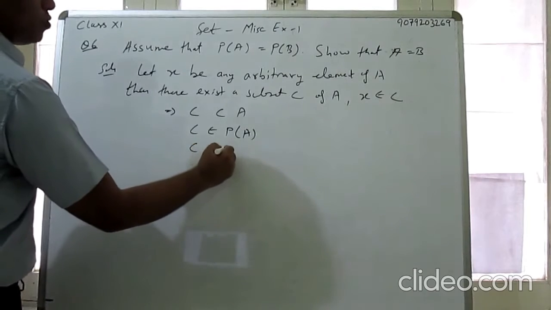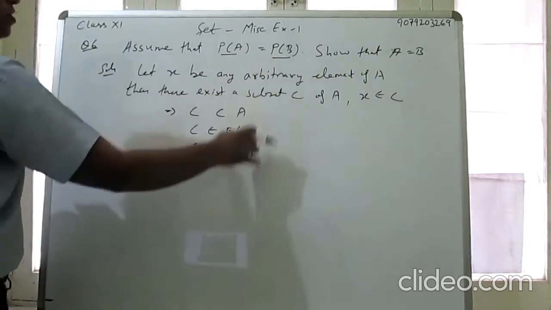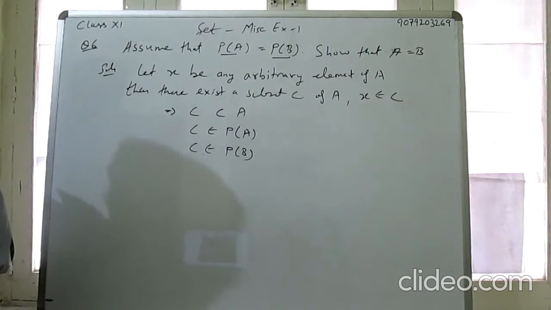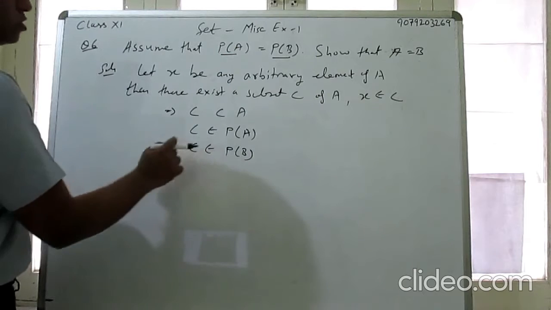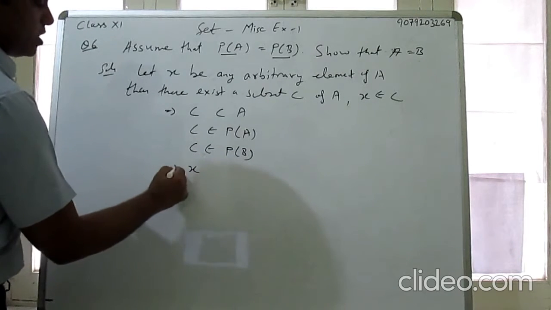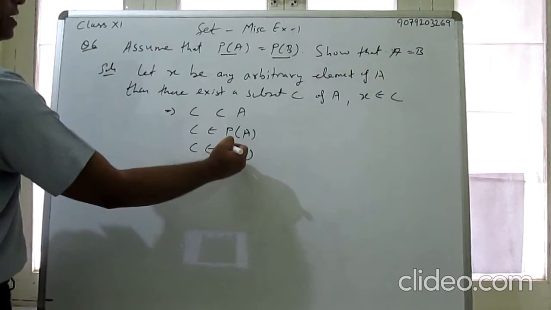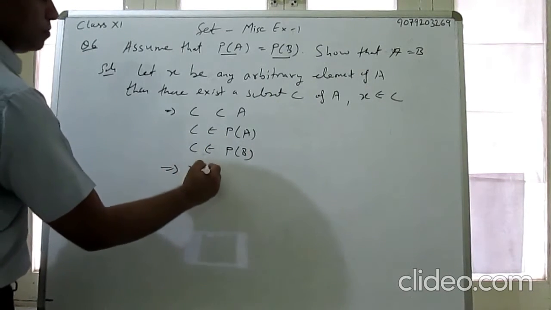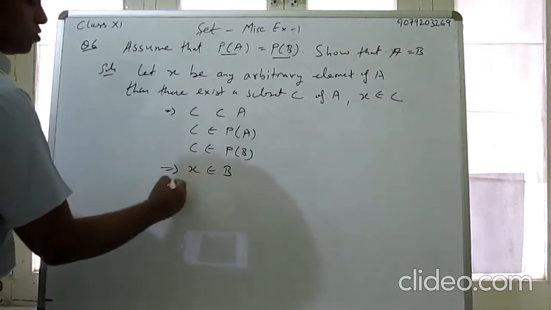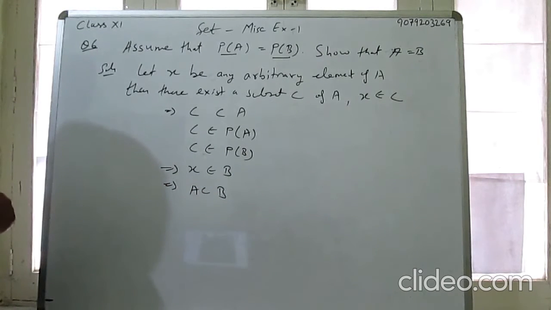Now C belongs to power set B because PA is equal to PB. It means C belongs to power set B. This implies X belongs to B, since X belongs to C and C is a subset of B. X belongs to B and X belongs to A. So this implies A is a subset of B.